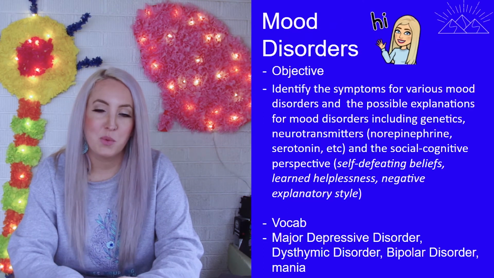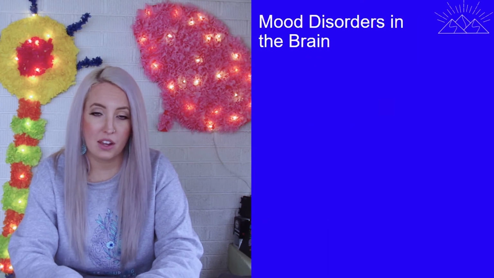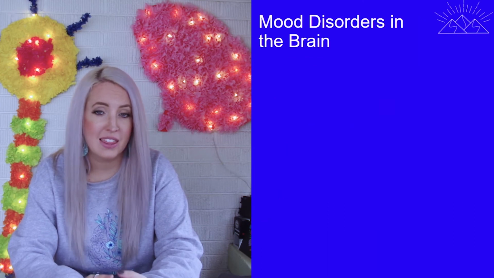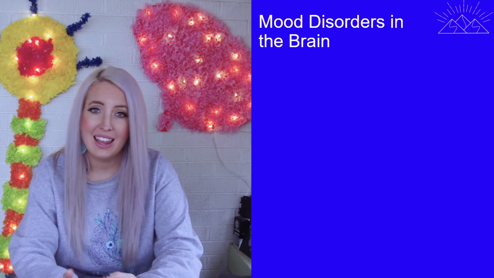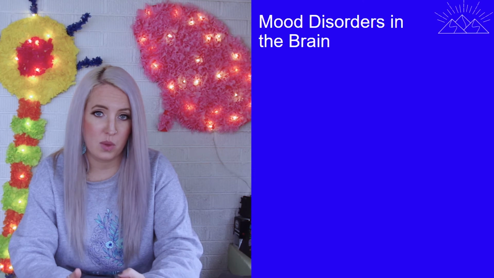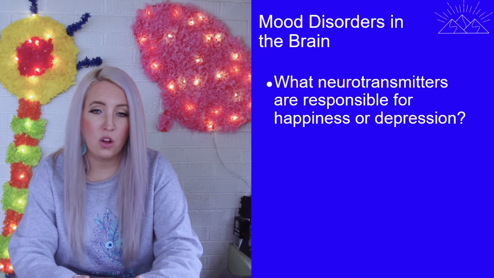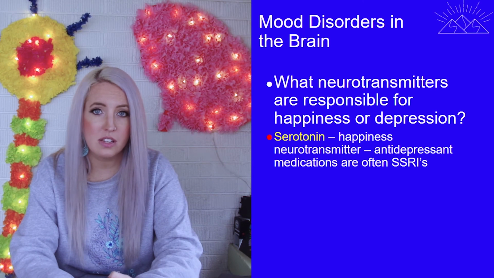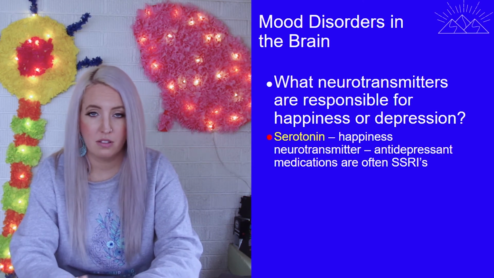And finally today, we're going to go ahead and take a look at mood disorders. This is another really common category of psychological disorders that we see in society. There are a couple that we need to take a look at, and some potential causes that we can examine as well. So when we think about mood disorders, we are also looking at different neurotransmitters that could be responsible for both happiness and depression.